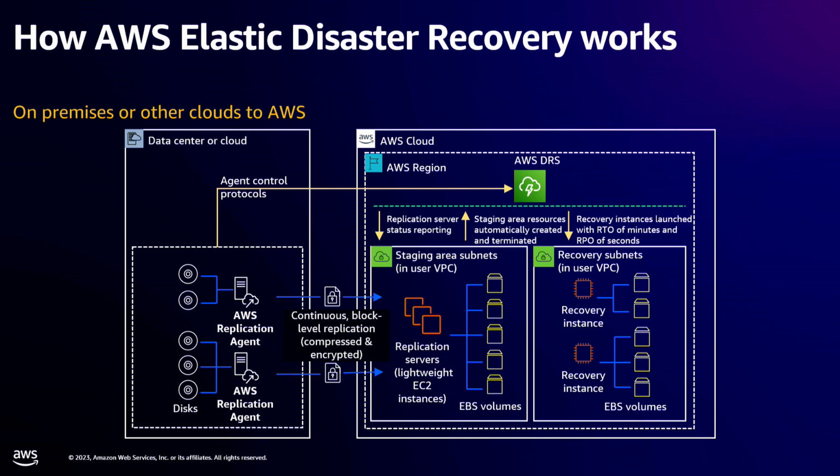Now, if you need to fail back, we support failing back to on-premises, replicating all the data that was generated while you failed over to AWS. We have a failback client that can run on-premises and pull all of those deltas so you can fail back to your own premises.